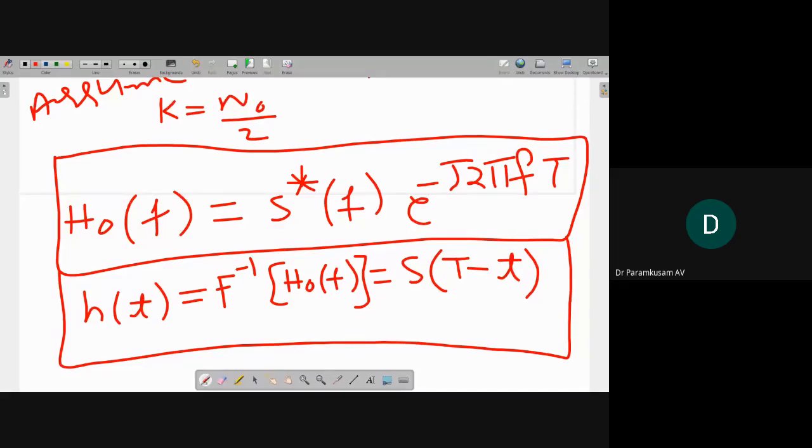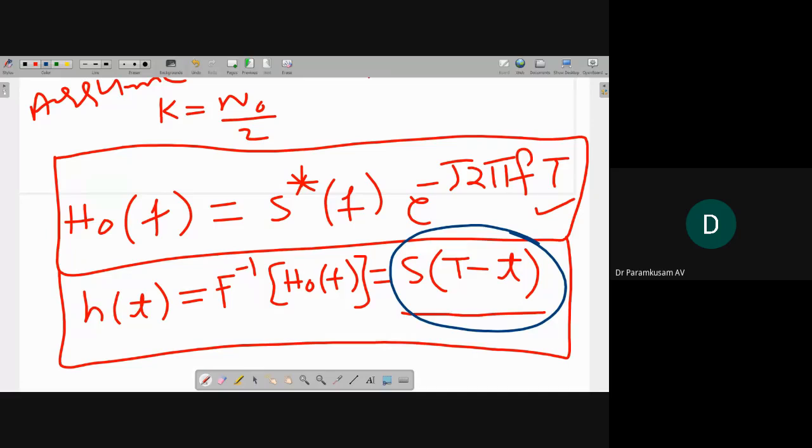Now, for an optimum filter, that is, for maximum SNR, we need maximum signal and minimum noise power. The unit impulse response of that filter should be s of capital T minus t. This is what you must remember the most. What is the unit impulse response of the filter such that maximum SNR is achieved? That is h of t equal to s of capital T minus t.